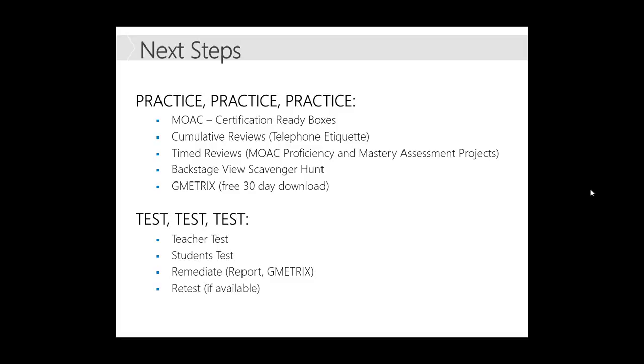I'm going to show you one in a second that we created, but cumulative reviews based on those certification-ready boxes, and then after the students complete the certification-ready review, it's kind of a tongue twister, you have them come up to the front for each task and make them show the class how to do it. And that kind of puts them on the spot to where they have to know how to do all of those different certification-ready skills. And that's how we made a lot of our cumulative reviews.